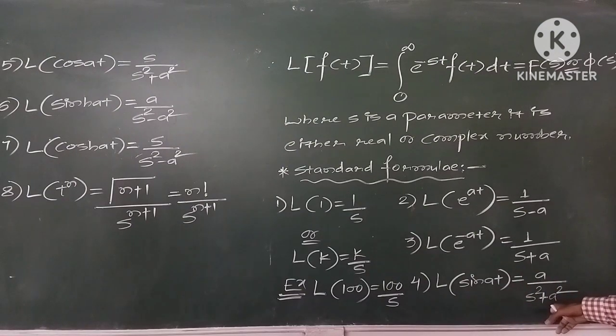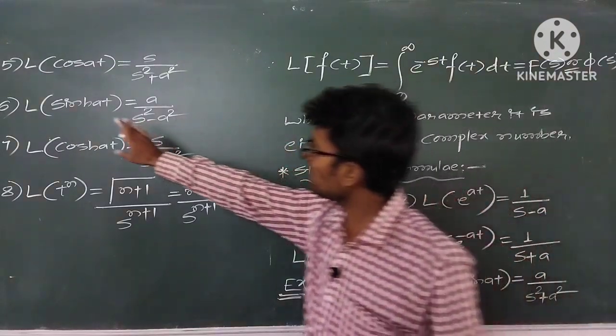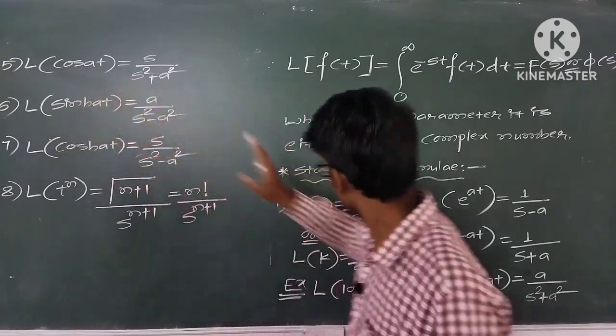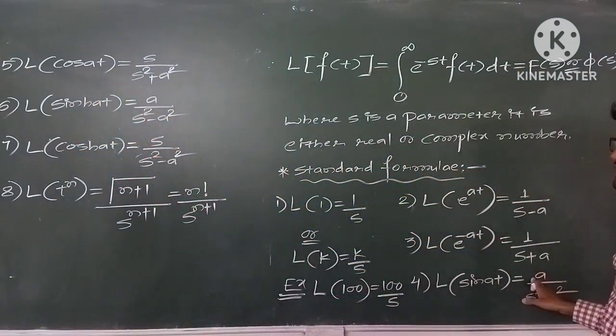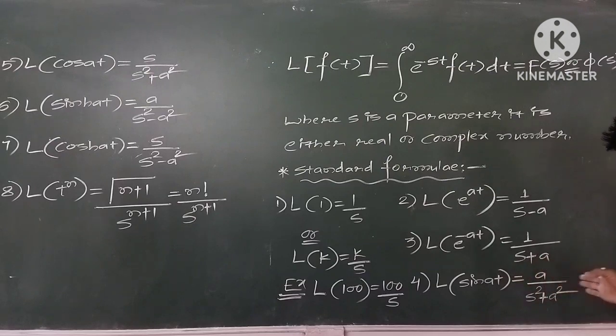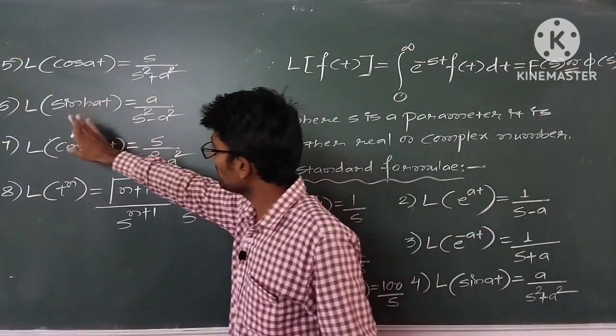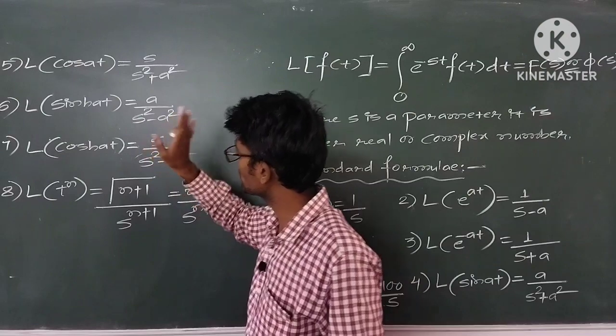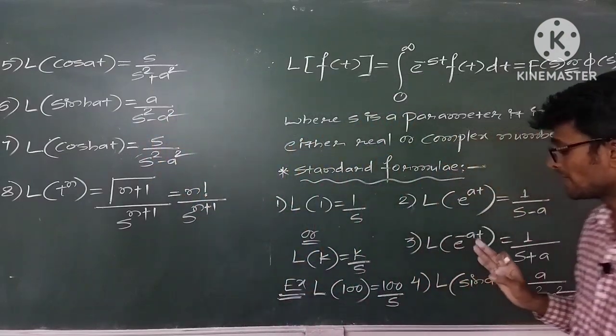See, the difference between Laplace transform of sin at and Laplace transform of sin hyperbolic at is that both have the same numerator, but in the denominator we have a small change. In Laplace transform of sin at, the denominator is s square plus a square, and Laplace transform of sin hyperbolic at has denominator s square minus a square. So these things you remember.